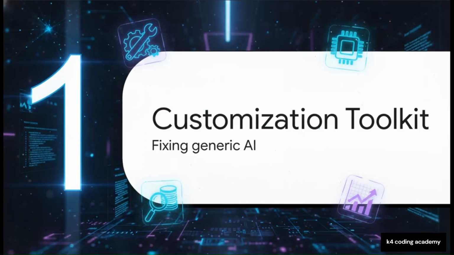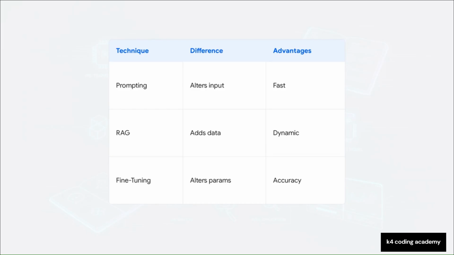Let's dive in. Section 1, the AI Customization Toolkit. Let's start by laying out the exact tools we have to fix our generic AI problem. As a data scientist, I often see companies jump straight to the most expensive solution without understanding the alternatives. So you really need to know when to fund a fine-tuning project over the cheaper options.